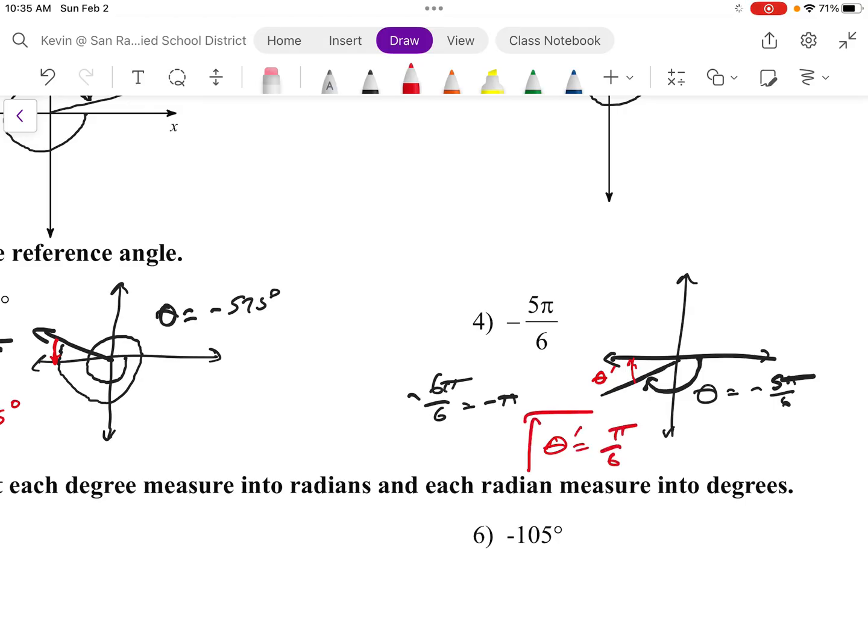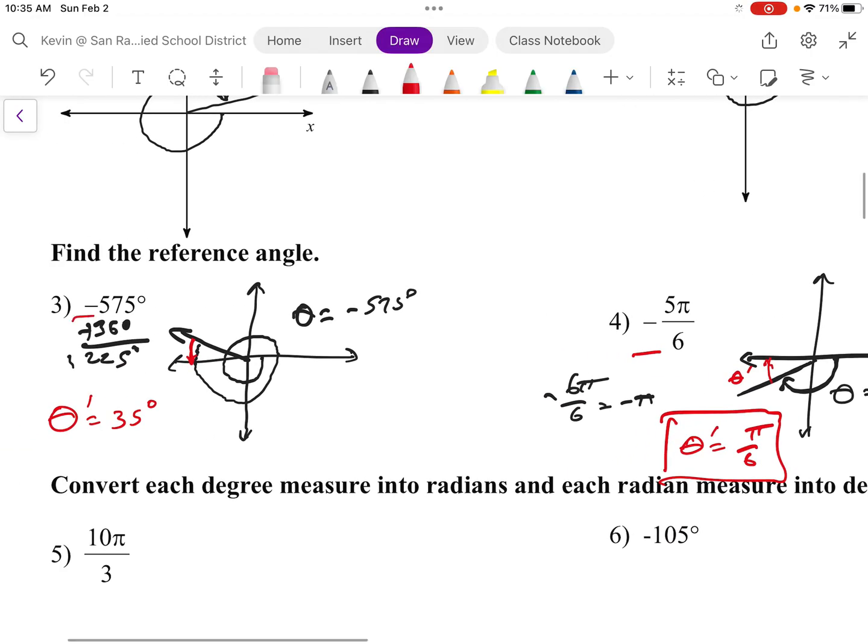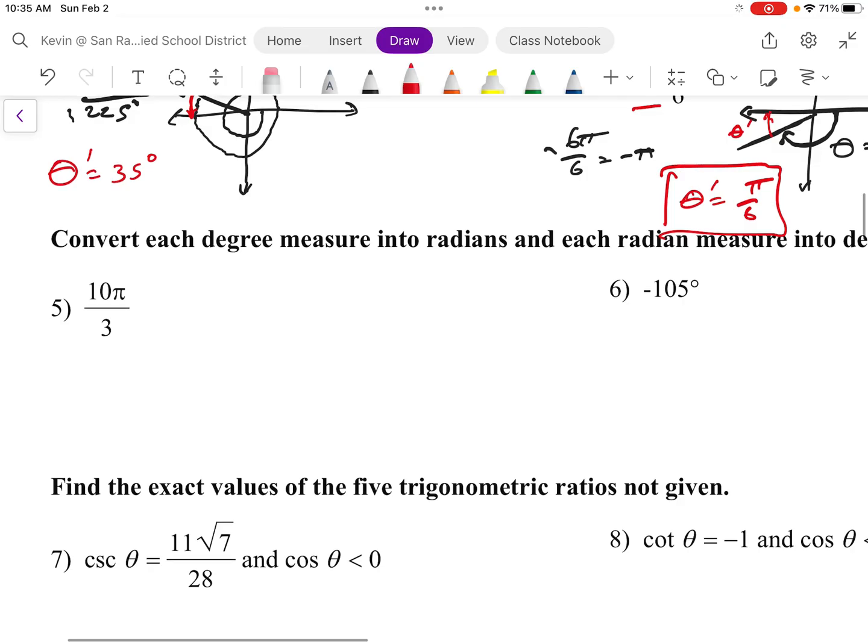So this is theta prime, that's our reference angle. Theta prime equals pi over 6. Again, it's positive. All reference angles are positive. Even if our angles are negative, our reference angles are positive.